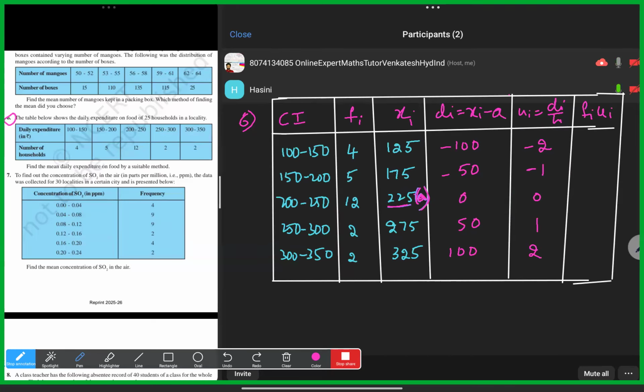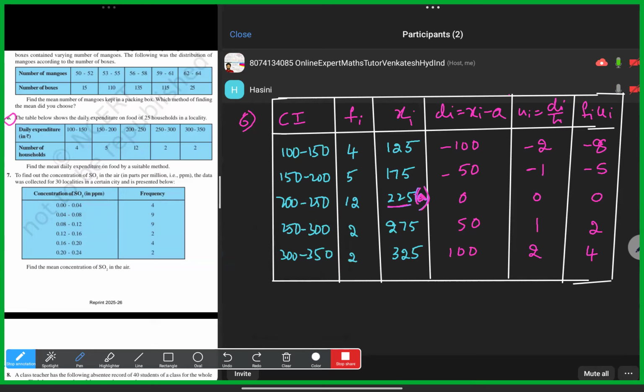So first one is -8. Yes, Hasni. Next -5. Yes, Hasni. 0. Yes, Hasni. Next, what is it? 2. Yes, Hasni. It should be 4. Yes, Hasni. That is correct.